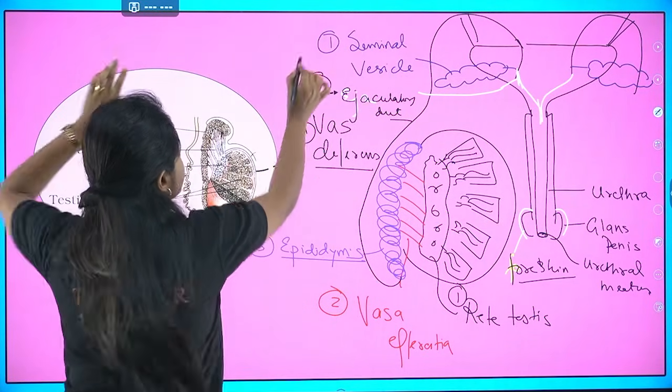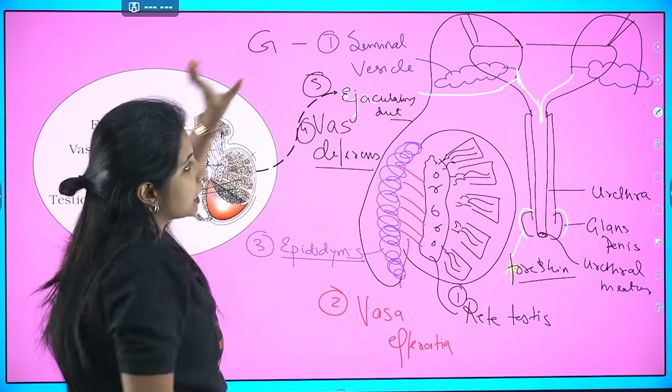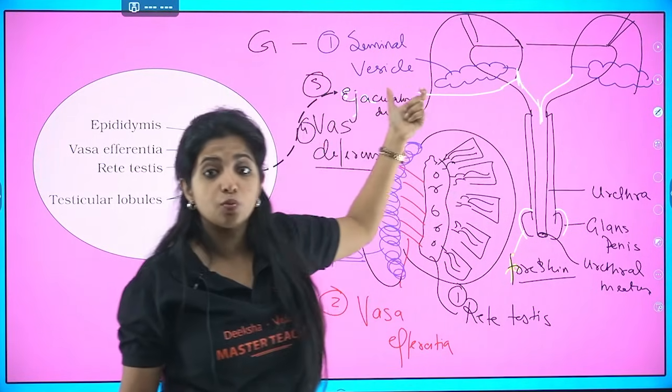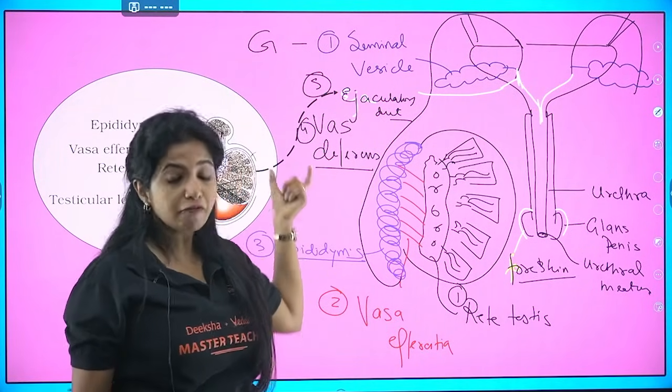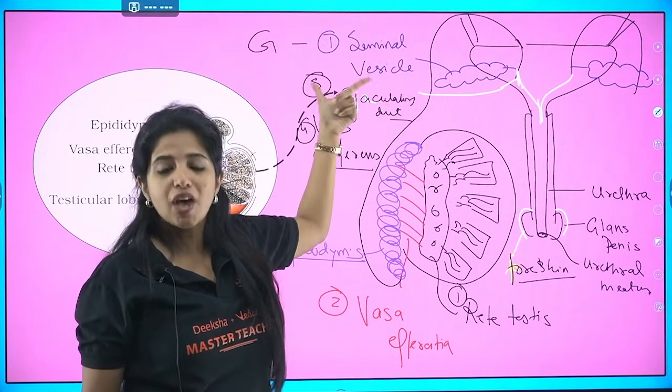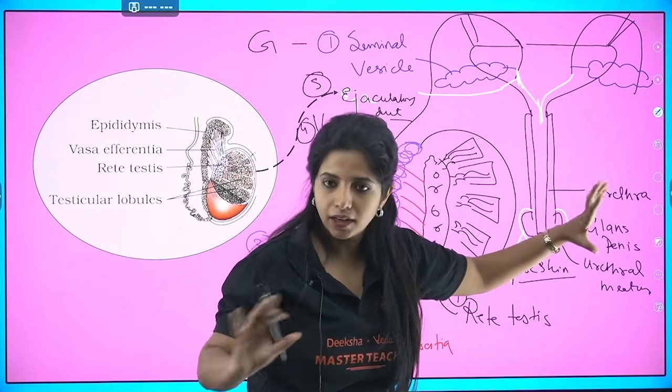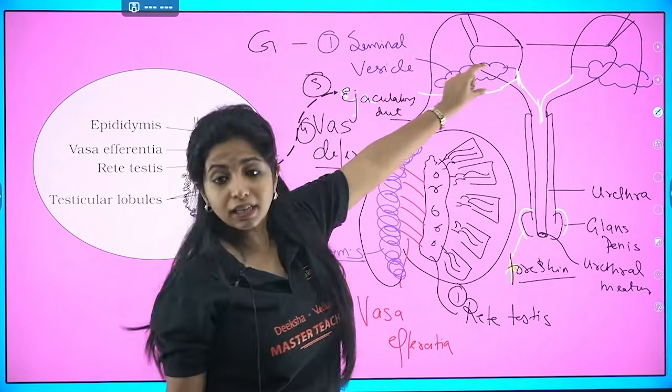This is a gland. This is not a duct, this is a gland. Okay, fine, both of them will be opening up into the next duct, which is what? The ejaculatory duct. So after the vas deferens, what duct do you have? The ejaculatory duct. Now the ejaculatory duct is going to open into the urethra.